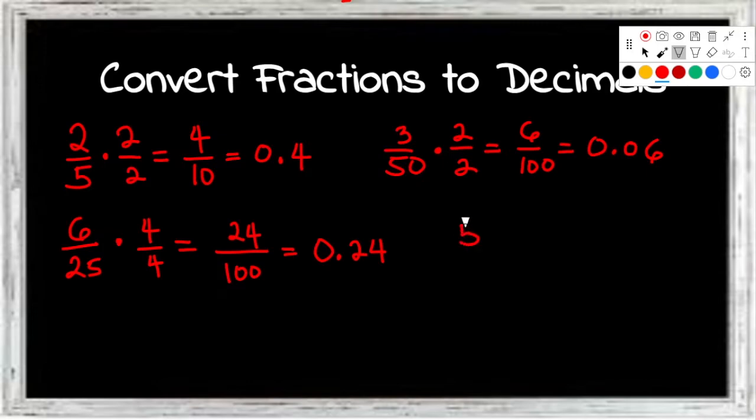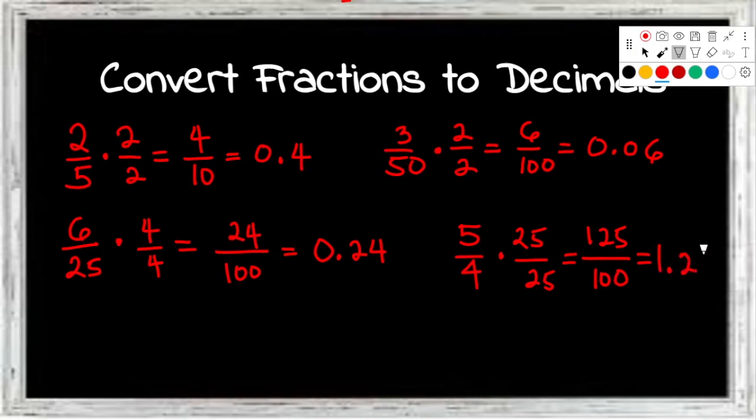And 5/4. Can we turn 4 to 10? No. How about to 100? Yes, by multiplying it by 25. 5 times 25 is 125. And 4 times 25 is 100. So this is 125 hundredths. So this will be 1.25. The place value of 2 is tenths and 5 is hundredths.